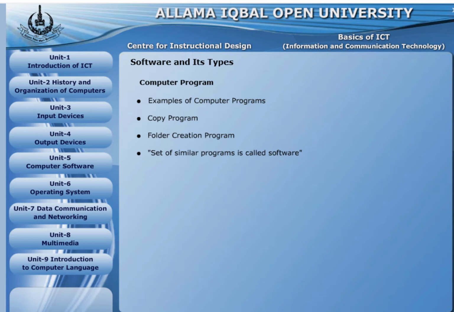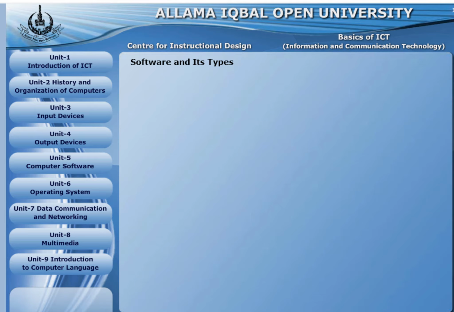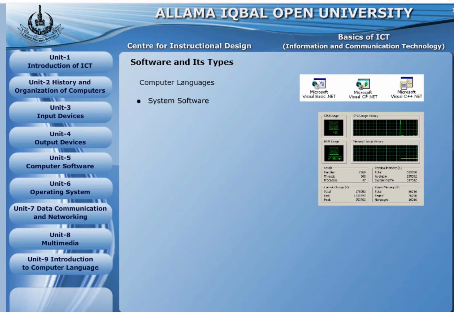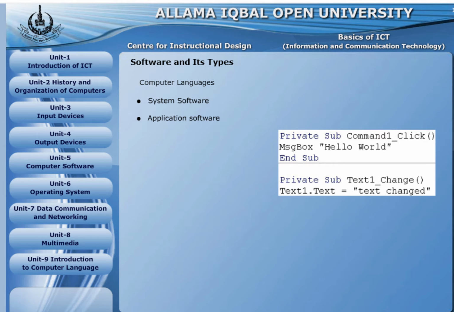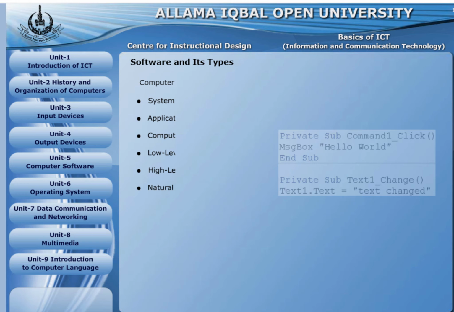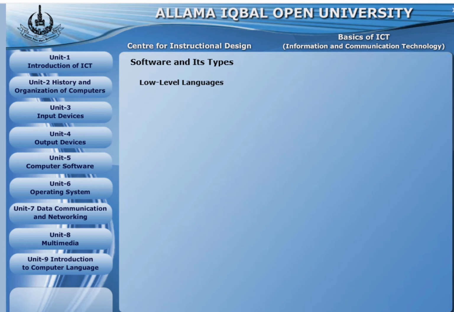Depending upon their use and features, software is categorized into computer languages, system software, and application software. Computer languages are used to write computer programs. These can be categorized into low-level languages, high-level languages, and natural languages. Low-level languages are further classified into machine languages and assembly languages.